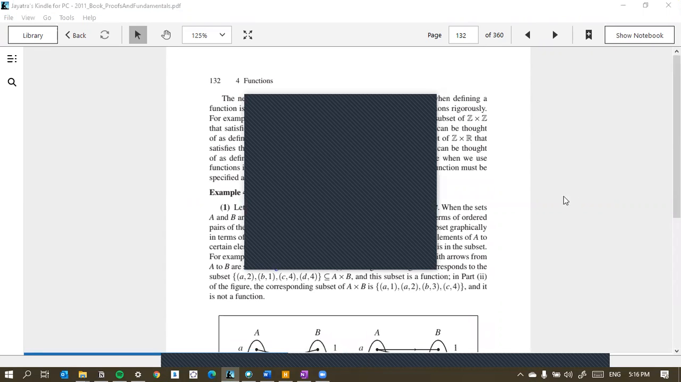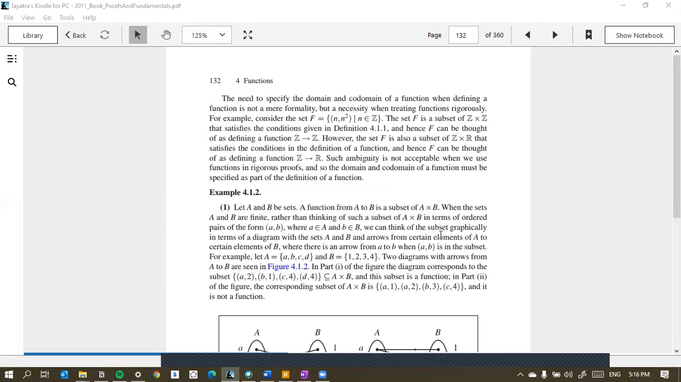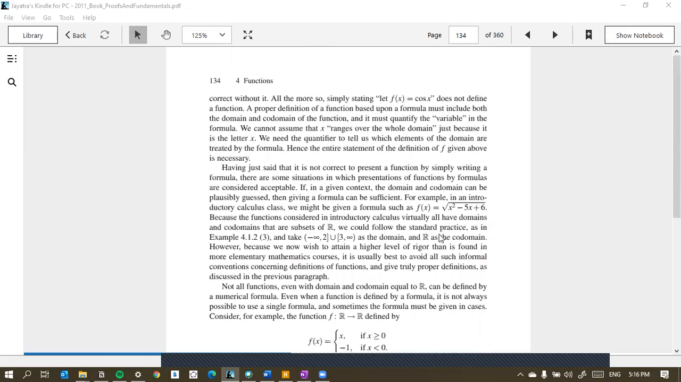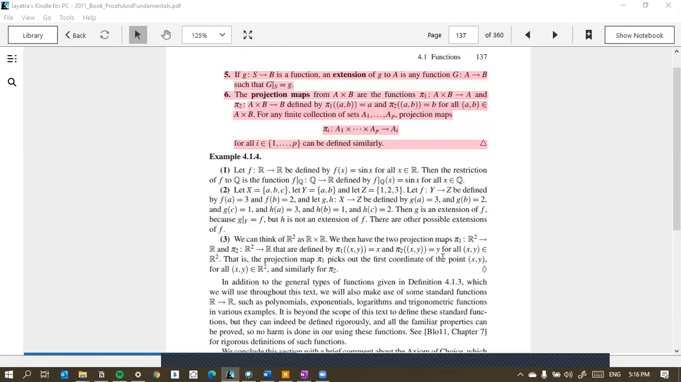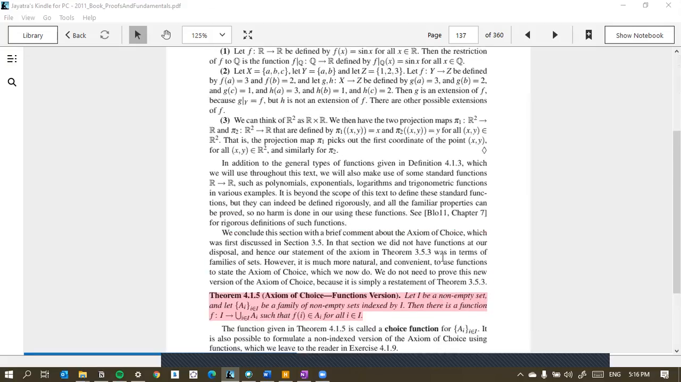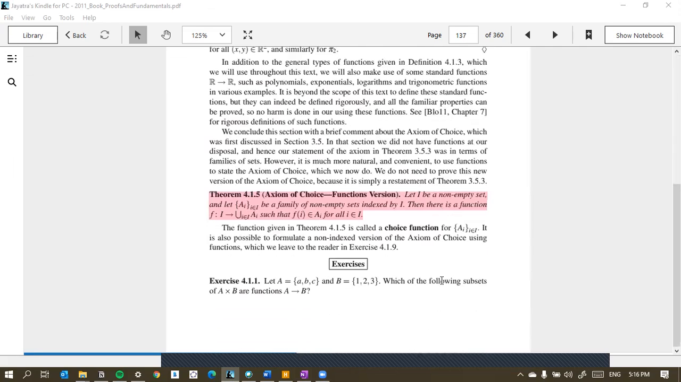Maybe you can do some exercises. Exercises from the textbook. Okay. Well, we can do some exercises from the textbook, and we can do some past papers. So let's do 4.1.1.